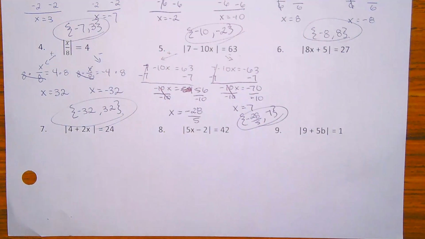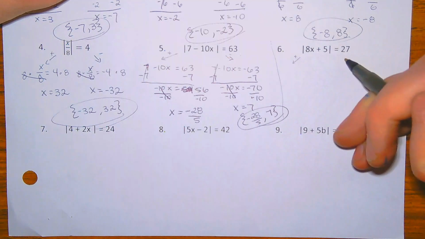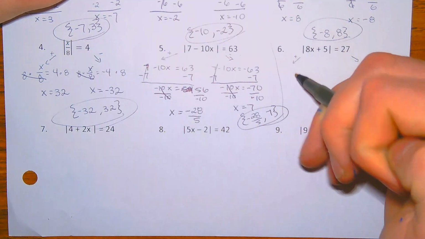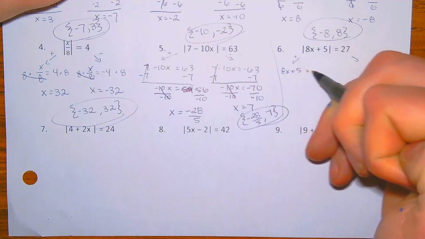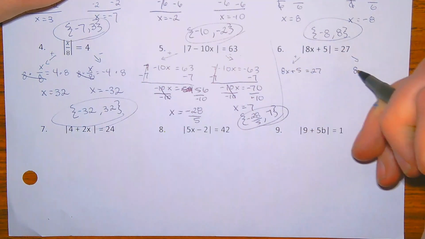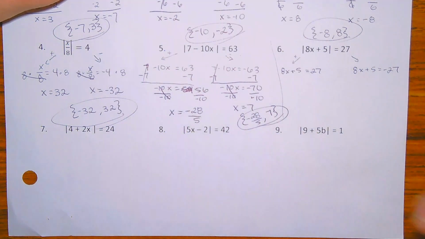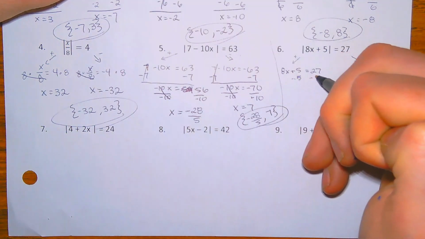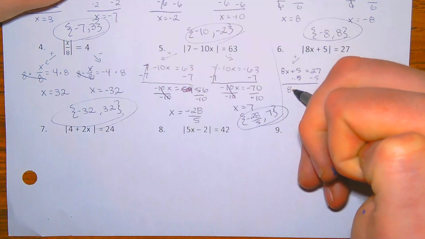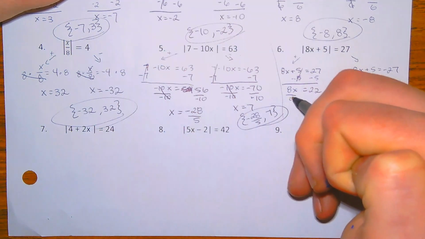Let's move on to number 6. Okay. Once again, you are going to want to separate your case. You want a positive case, you want a negative case. So your positive case will be 8x plus 5 equals 27. And your negative case is 8x plus 5 equals negative 27. Subtract your 5 from both sides. That gives you 8x equals 22.